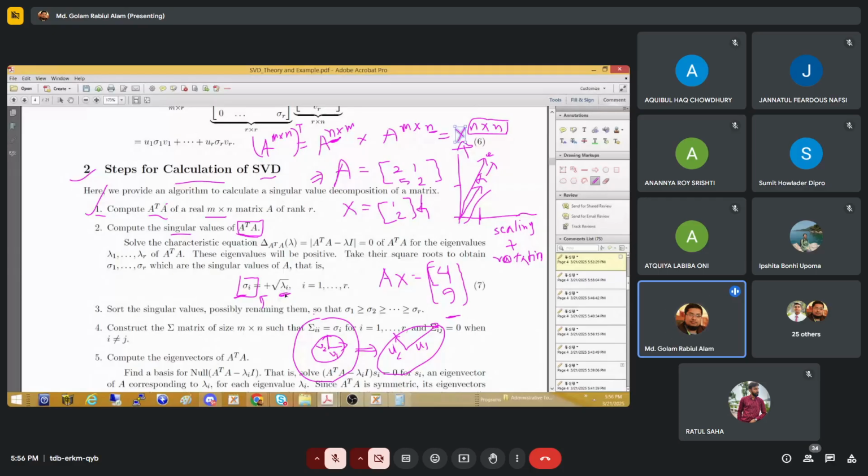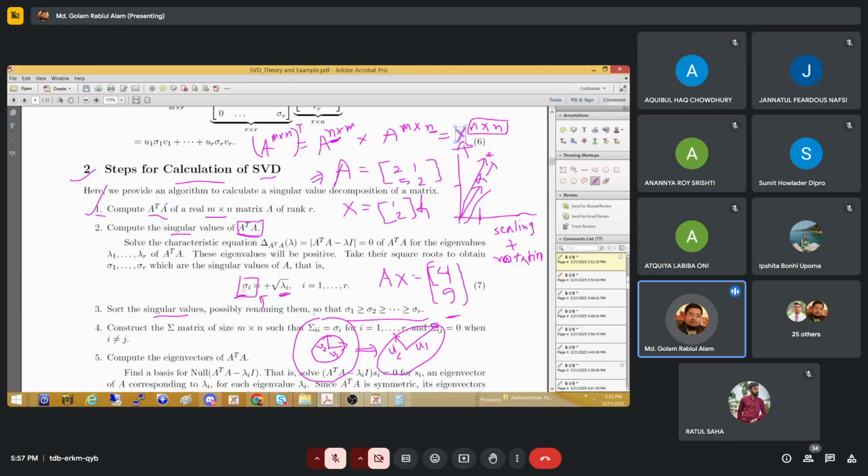So lambda I. Then we will get sigma 1, sigma 2, sigma 3, and so on. Then sort the singular values, possibly renaming them sigma 1, sigma 2, up to sigma r. That means we have to sort these sigma values in ascending order. In PCA also, we have to sort the eigenvalues in ascending order. The same sigma we also have to sort in ascending order.